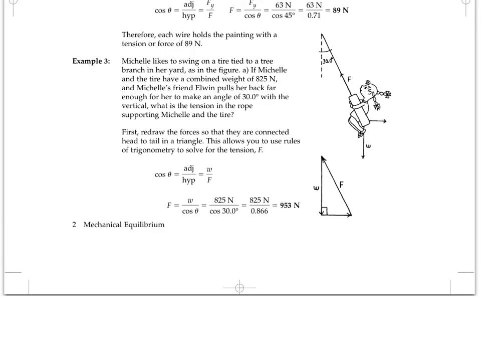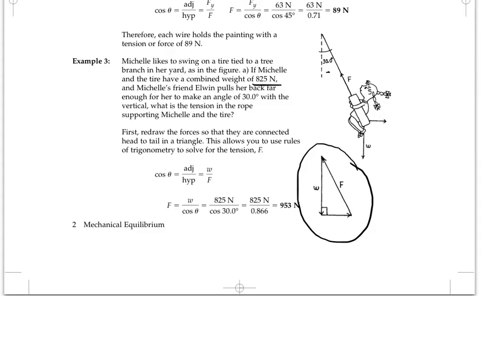All right, let's take a look at somebody on a swing. And so we have Michelle, and she has a combined weight of her and the tire of 825 newtons, and her friend pulls her back, so it's at a 30-degree angle, and they want to know what the tension is in the rope.